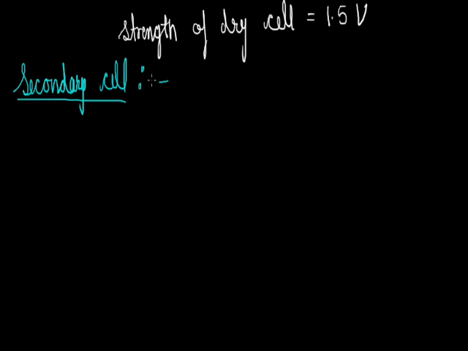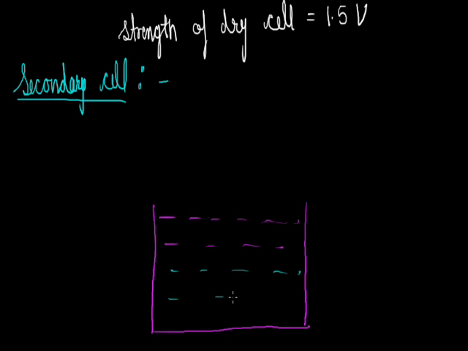Now, second is the secondary cell. In secondary cells, we will discuss the lead accumulator. In the lead accumulator, there is a vessel made of glass, hard rubber, or celluloid, and it contains H2SO4, sulfuric acid. It has lead oxide as the positive terminal and lead as the negative terminal.